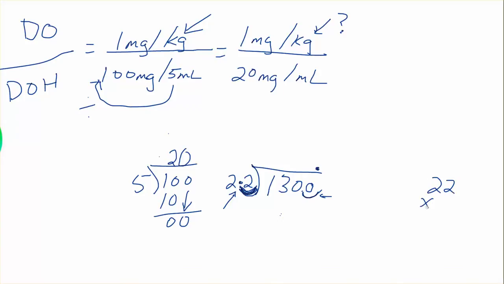So 22 times, let's try 6. So that's 12, and that's going to be 132. That's not quite right. So we know that it's got to go 5 times. Let me erase that just so we can clean up our workspace. And we're going to go 22 times 5. And that's going to give us 110. So we're going to place the 5 directly above the 130. And we're going to put 110. And we're going to subtract.